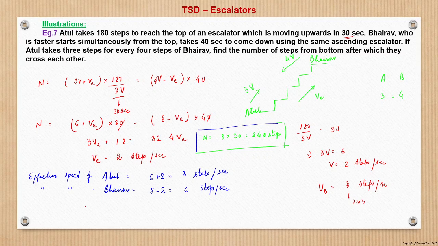So here it will be from the bottom. When they meet, the meeting point from the bottom will be what? From the bottom Atul is going, so it will be 8 upon 14 into the total distance, which is 240, right? So this is the step after which they cross each other. So let us find this value.